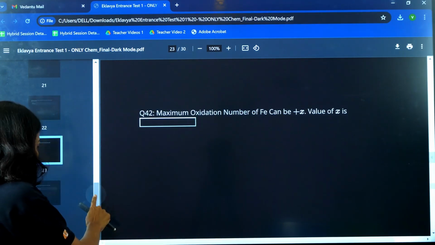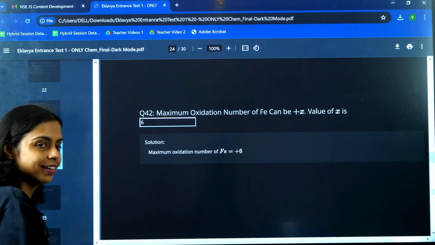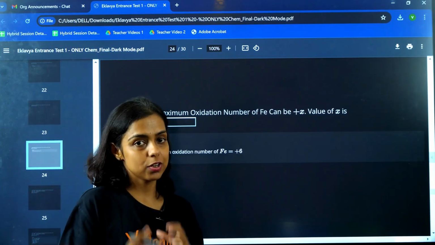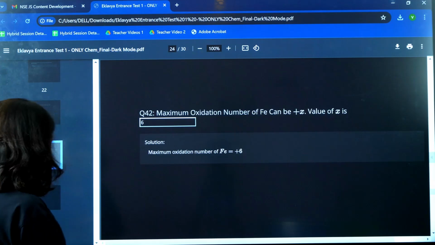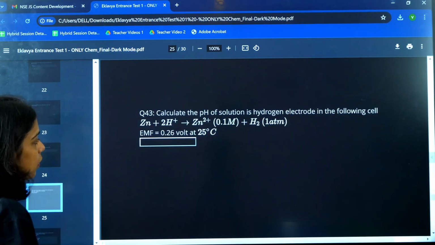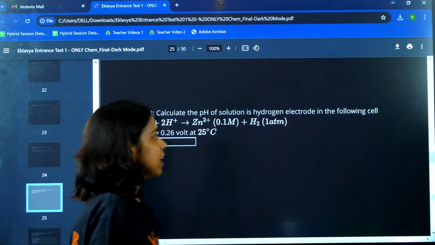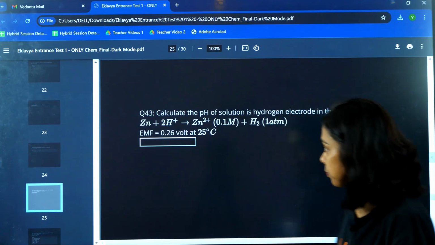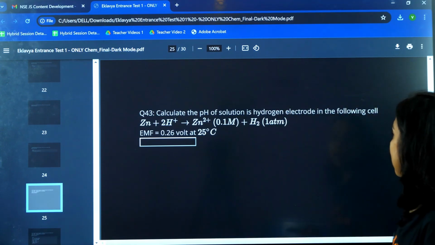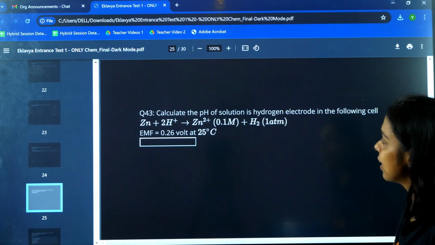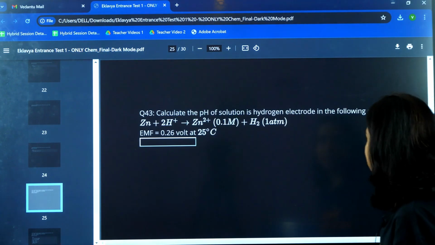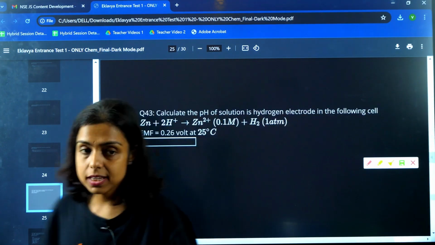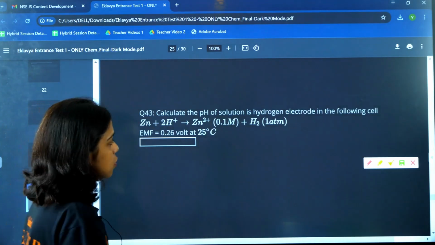So something to take from these chemistry questions: you should remember the oxidation states of iron. Okay, let's move on to the next. Calculate the pH of solution in hydrogen electrode in the following cell. pH of solution, right? So you have to calculate the pH of solution. So guys, what is the pH of solution?